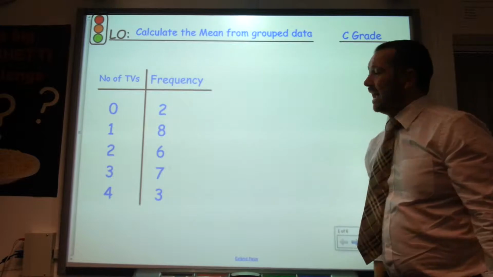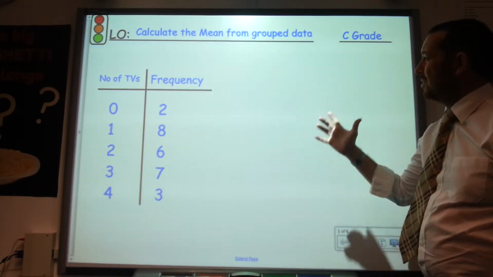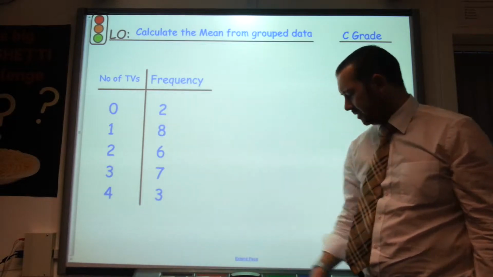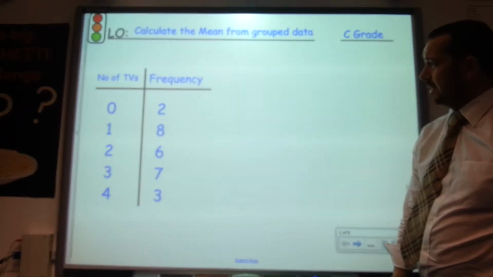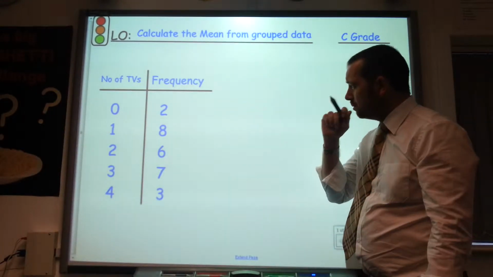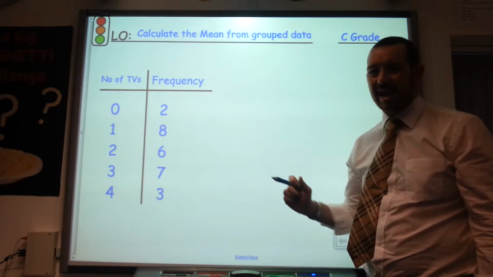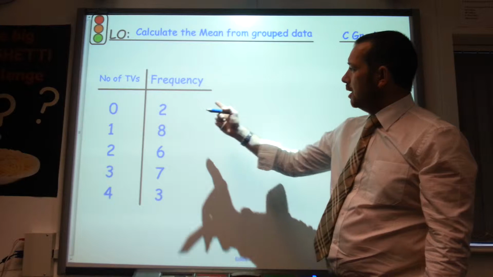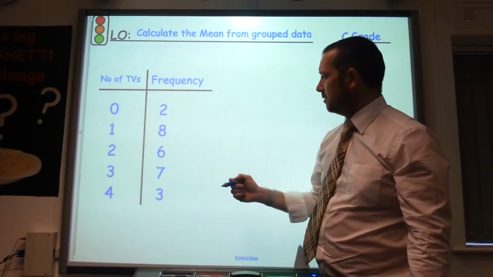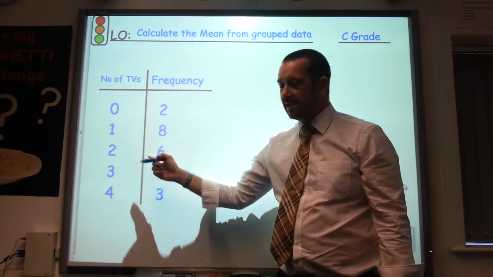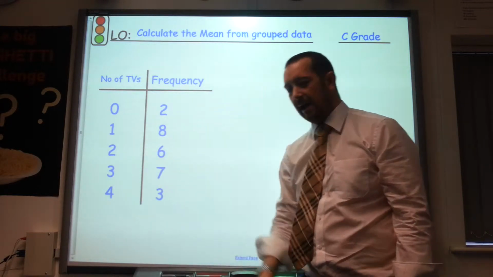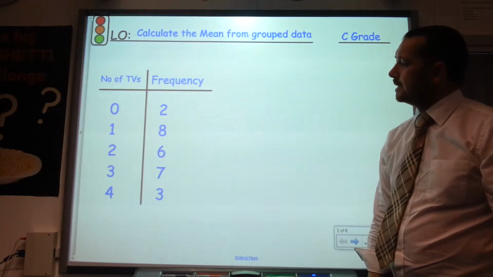So we're going to look now at calculating the mean from grouped data. What I mean by that is a table like this. I've asked lots of people how many TVs they have in their house. According to this table, 2 people had no TVs, 8 people had 1 TV, 6 people had 2 TVs, 7 people had 3 TVs, and 3 people had 4 TVs.